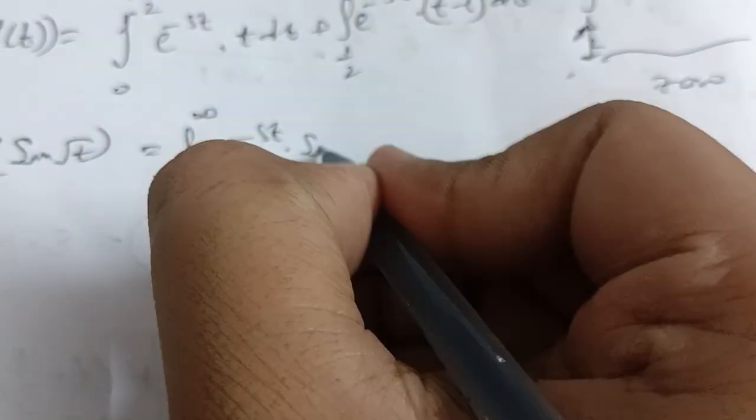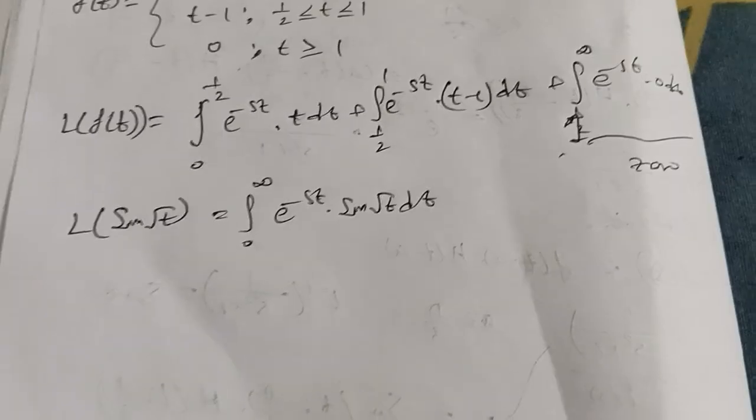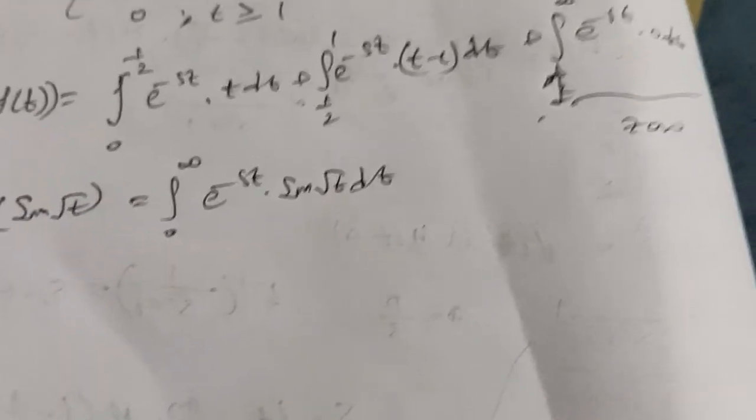This is going to get complex, but I will explain it. Laplace of sin root t. What does it mean? It means integral from 0 to infinity of e power minus st times sin root t. This integral is a pretty tough one. We can do it, but it will be a very long and tough problem. I will only tell the process, because the process is necessary, not the answer.